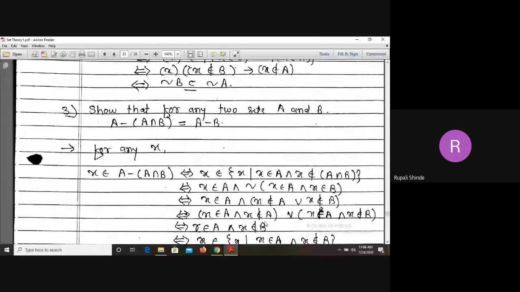एलिमेंट X असा आहे जो सेट A मध्ये आहे पण B मध्ये नाही. But there will not be such an element. That's why the answer for this first bracket is false. Okay.